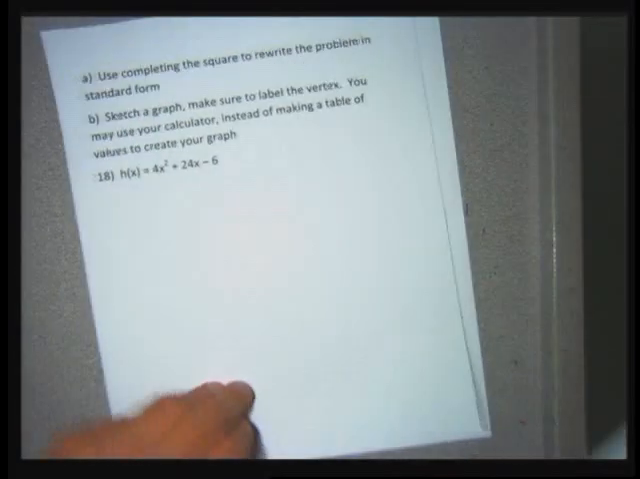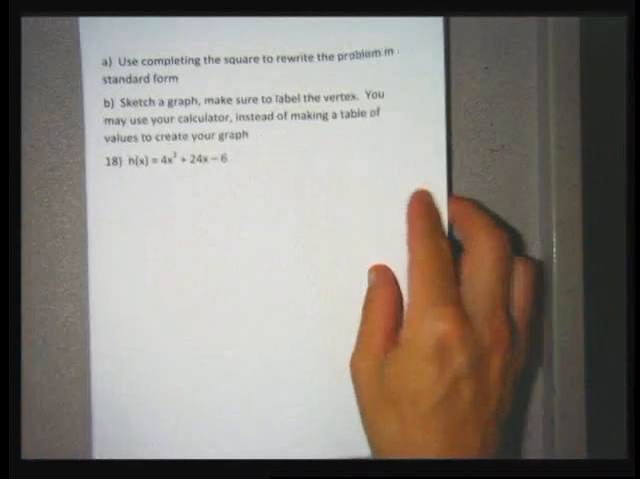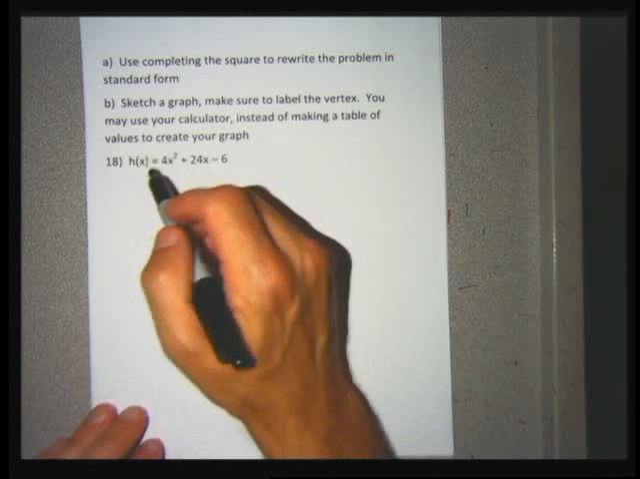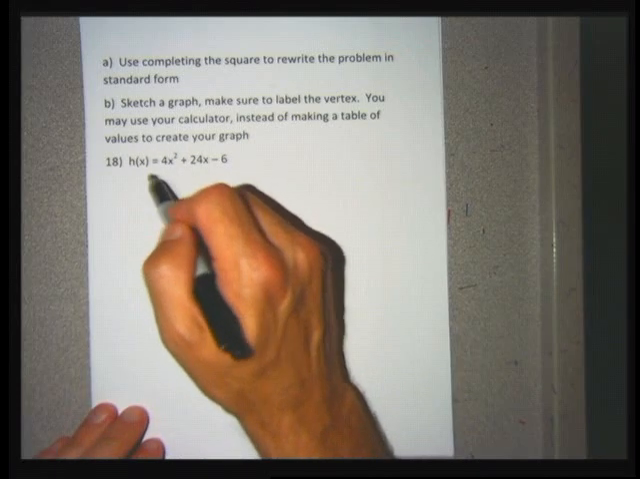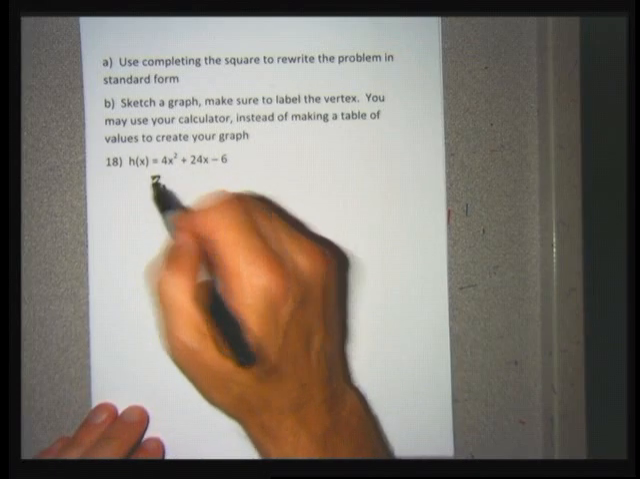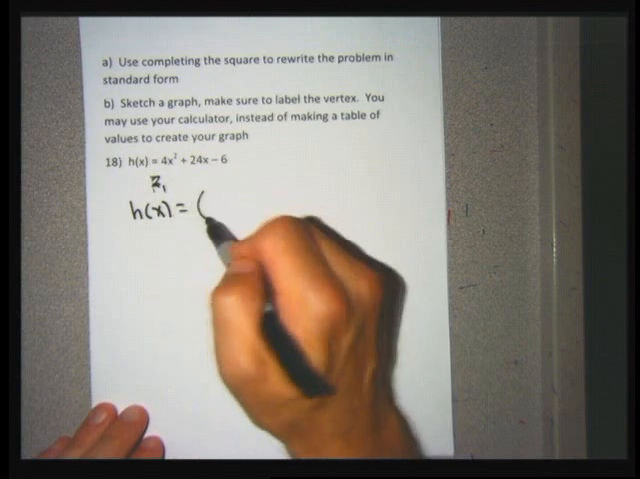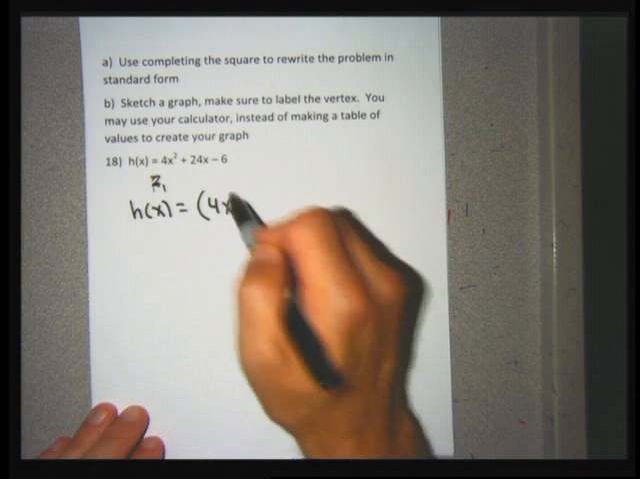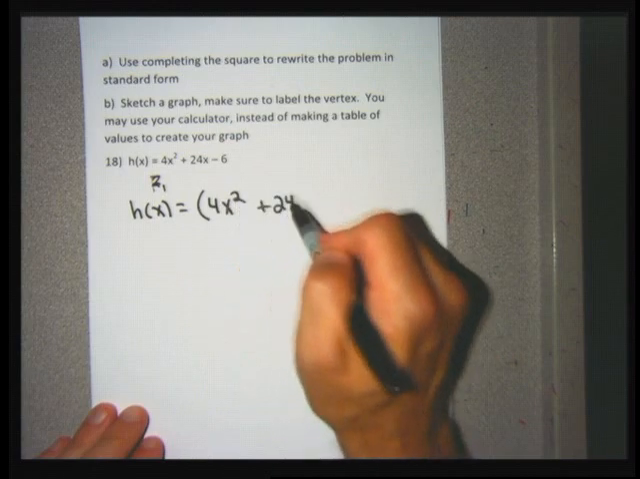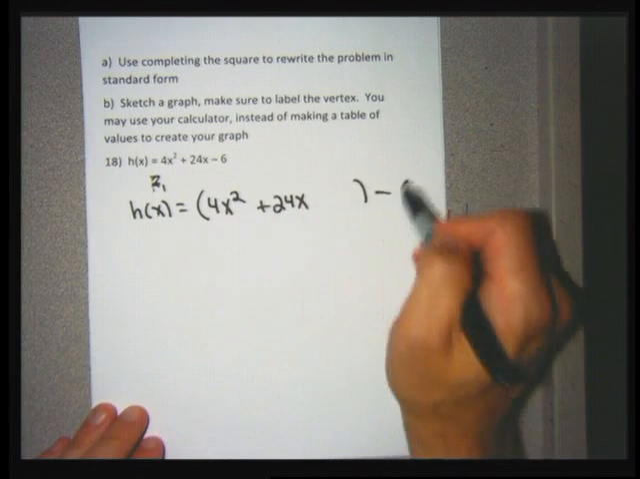Those were the friendly problems. They get a little bit harder, but not crazy, crazy hard. The little bit harder is the next few problems that have numbers in front of the x squared. For these problems, to do part A, to come up with the equation with the parentheses, I need to group the x's still. So I'm going to go 4x squared plus 24x minus 6.